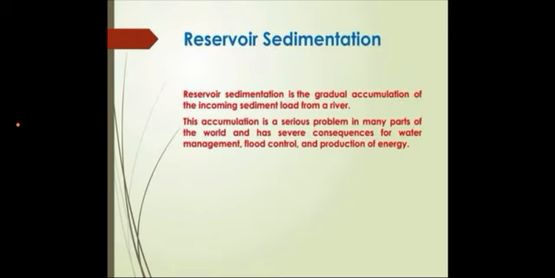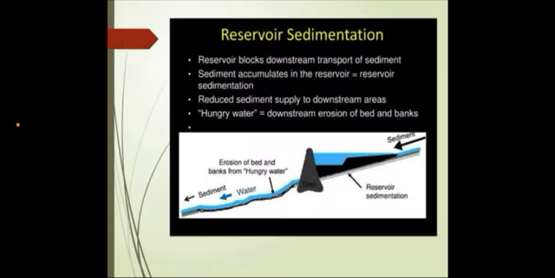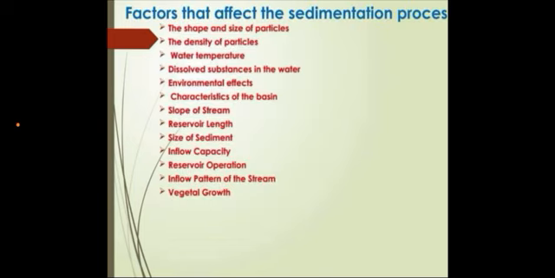Reservoir sedimentation. Reservoir sedimentation is the gradual accumulation of the incoming sediment load of a river. This figure also clearly shows reservoir sedimentation. Reservoirs block the downstream transport of sediment. Factors that affect the sedimentation process: the size of the particles, the density of the particles, water, dissolved substances, environmental effects, shape of the stream, reservoir length, size of sediment, inflow capacity, reservoir operation, vegetal growth.